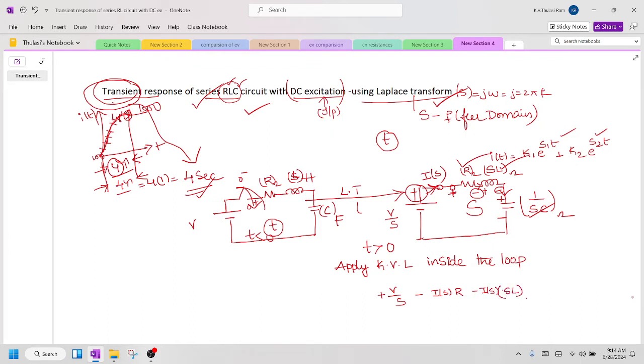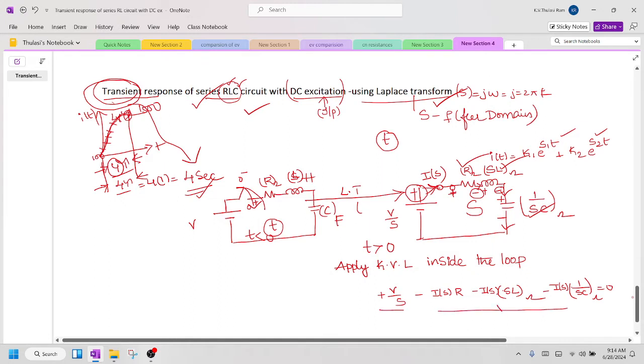So it is nothing but voltage. So IR voltage, IR voltage, and here once again you have a capacitor, minus I of S into 1 by SC ohms, that equals 0. So this is nothing but the application of KVL here. This is the voltage source. All these are voltage drops. The algebraic sum of voltage sources minus voltage drops is equal to 0.